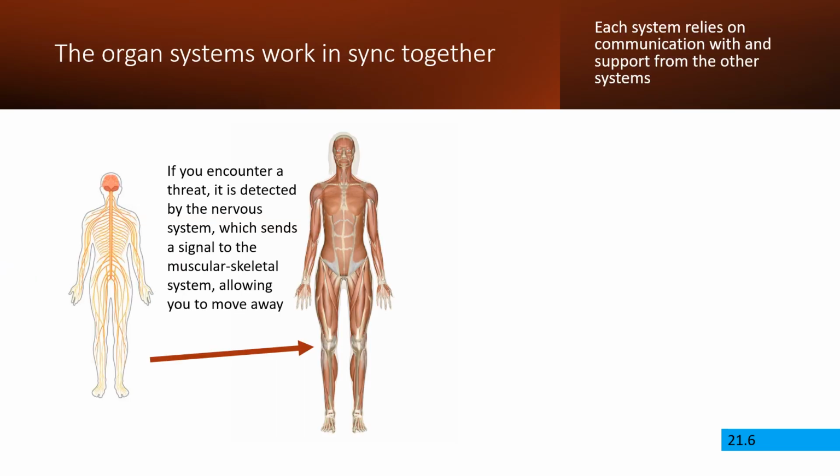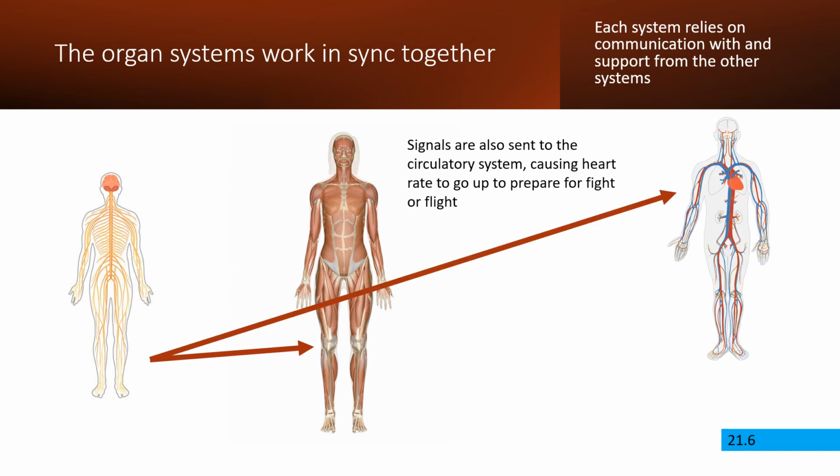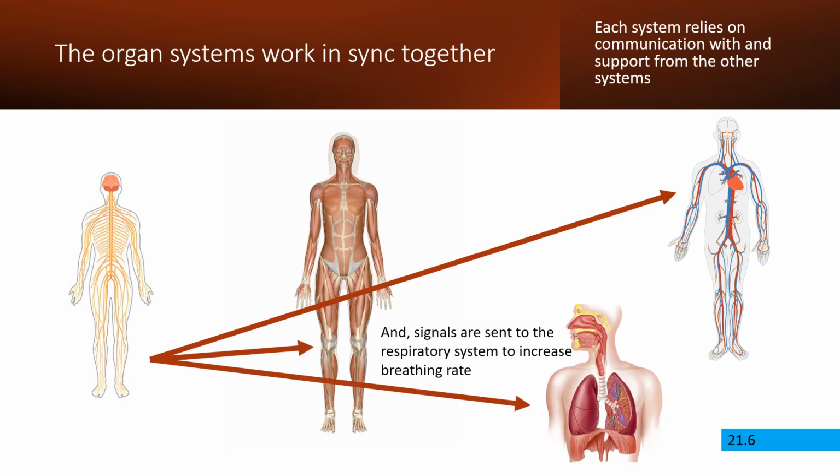Our organ systems are not working in isolation. They are often working together and affecting one another. For example, if you encounter a threat, it is detected by your nervous system, which then may send a signal to your musculoskeletal system, causing you to move away. The nervous system will also send signals to your circulatory system, causing your heart rate to go up. It also sends signals to your respiratory system, increasing your breathing rate.